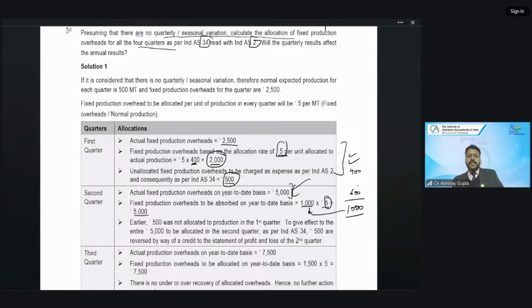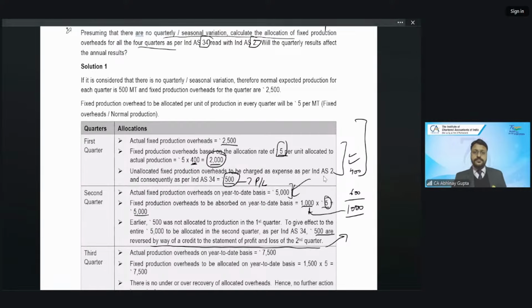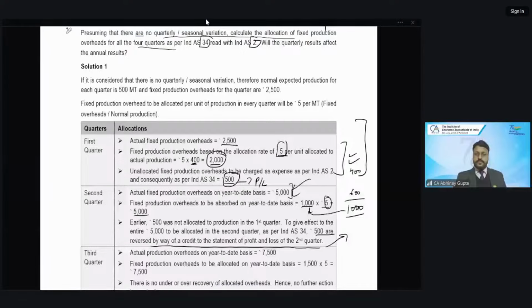Now what will happen? In the second quarter, 500 is reversed by way of a credit to the statement of P&L for the second quarter. Why? Because in Q1, when we were producing less, 500 was charged to the P&L, right? And in the second quarter, this will be reversed because now we have achieved the desired actual production of 1,000 units. Clear? Yes, no?